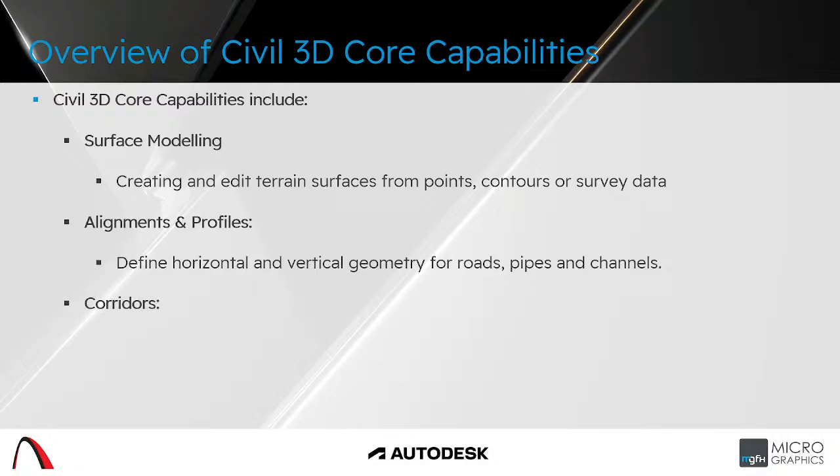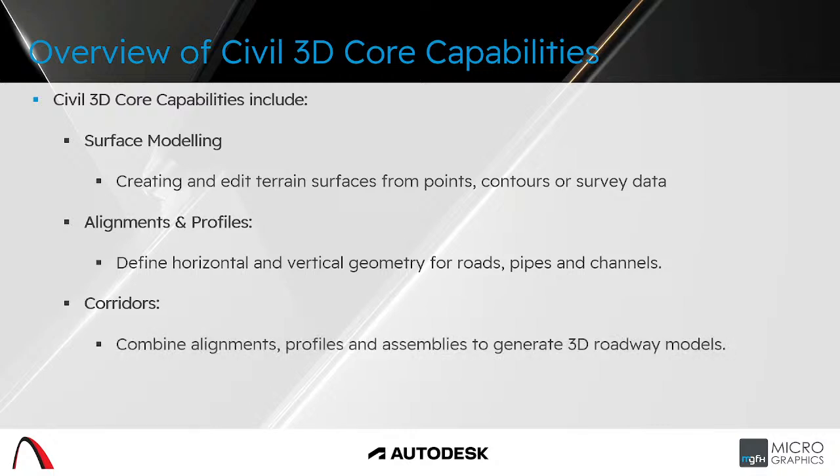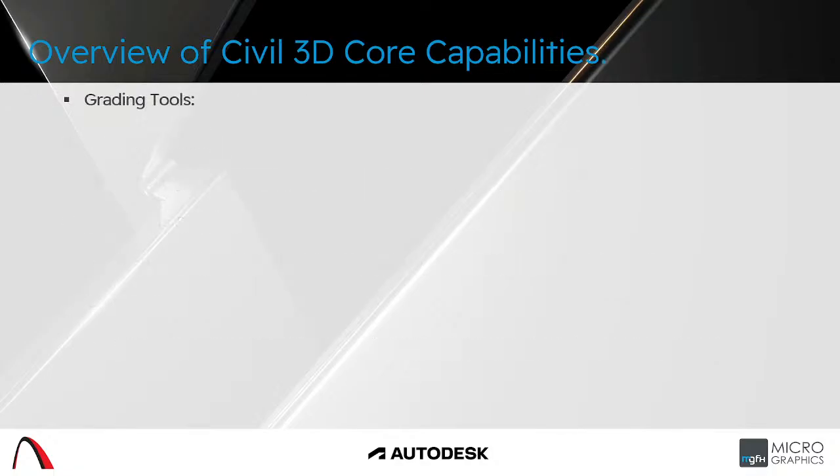And then the other core capabilities within the Civil 3D space: corridors, that is to combine alignments, profiles as well as assemblies to create 3D roadway models. And then the other thing will be your grading tools. I think I've shown where exactly these core capabilities are within the interface. So that is basically to design platforms, ponds, as well as embankments.